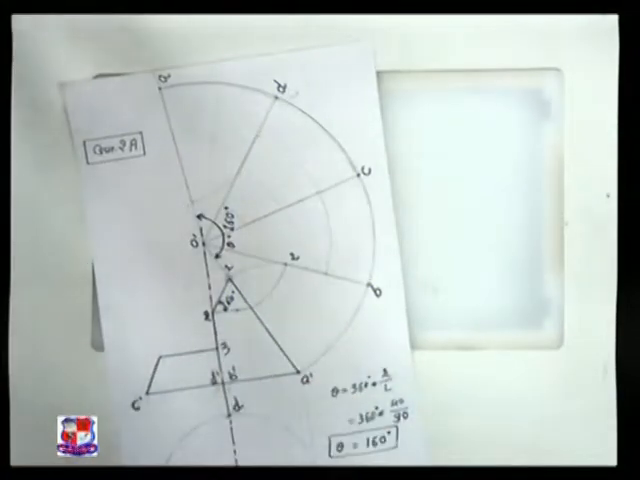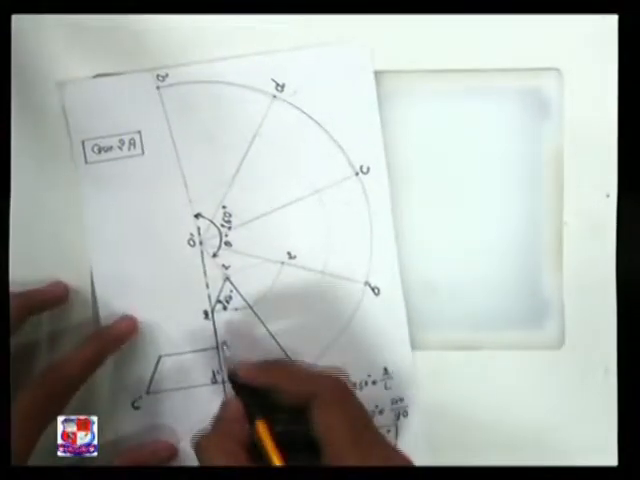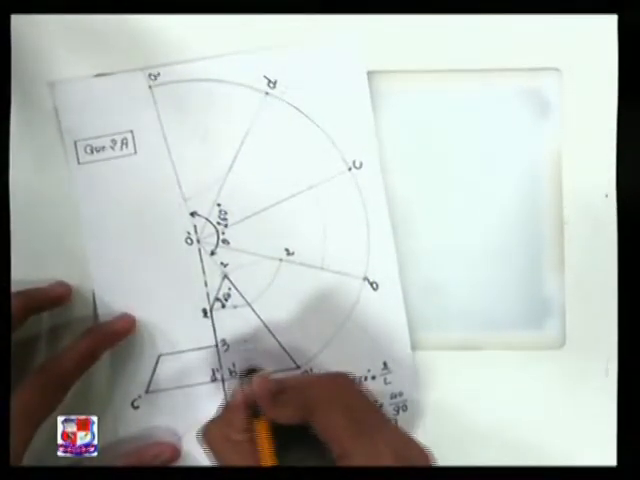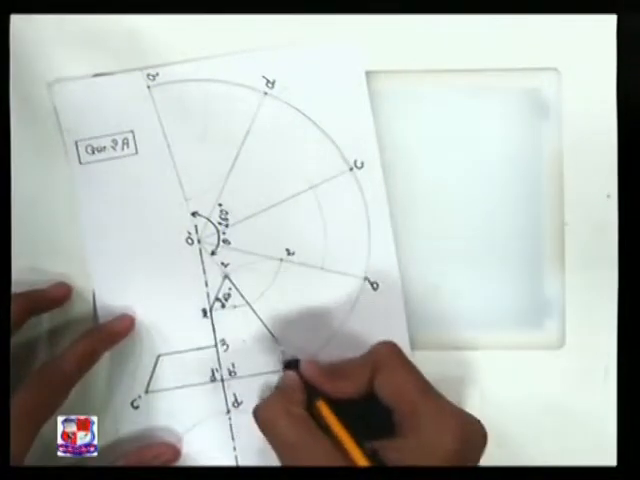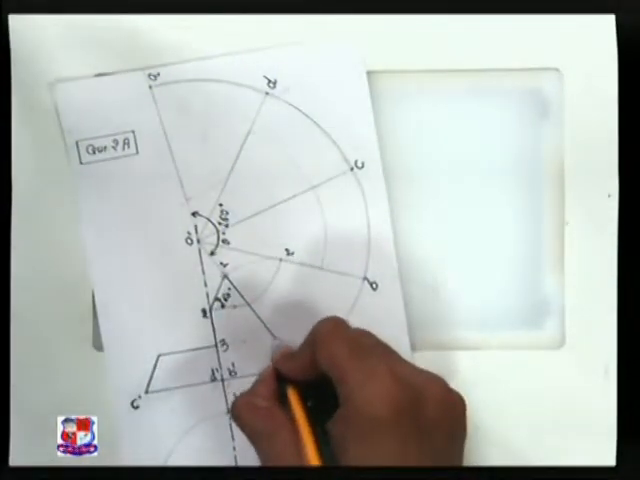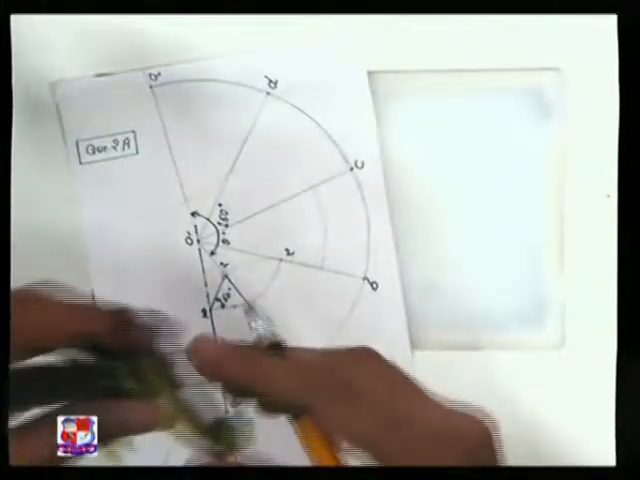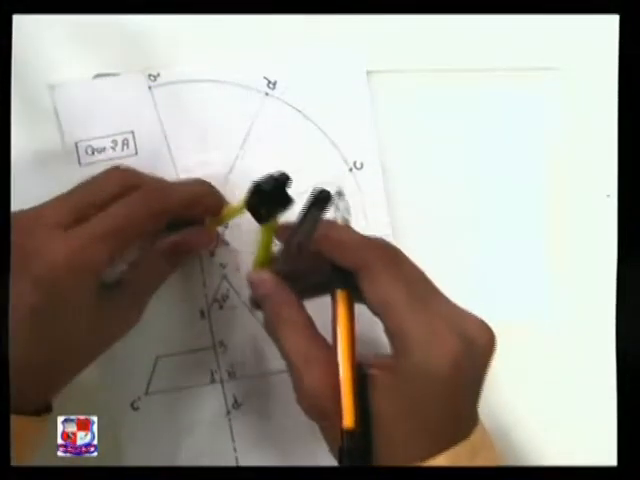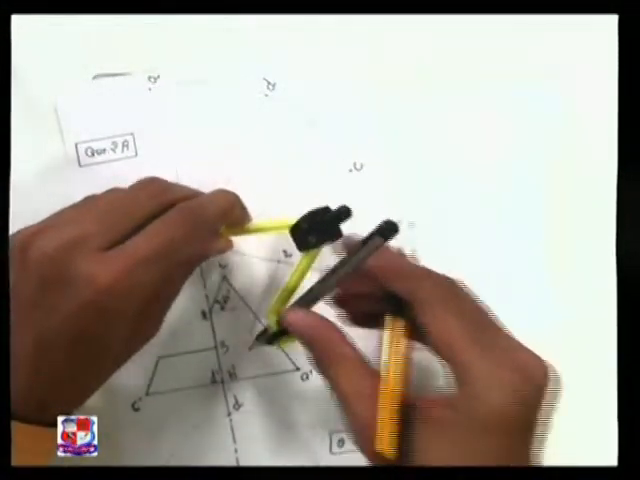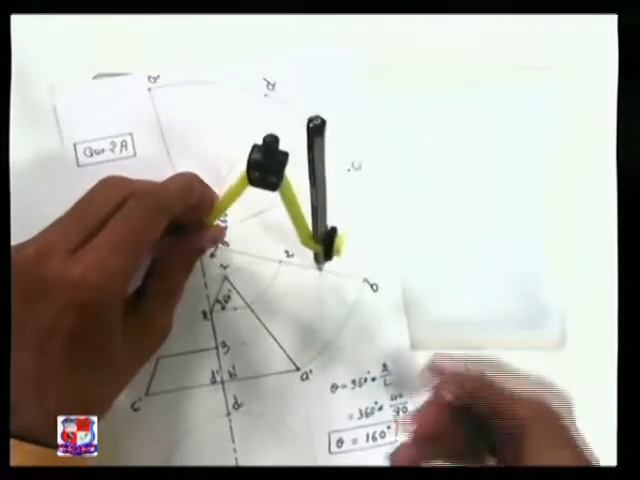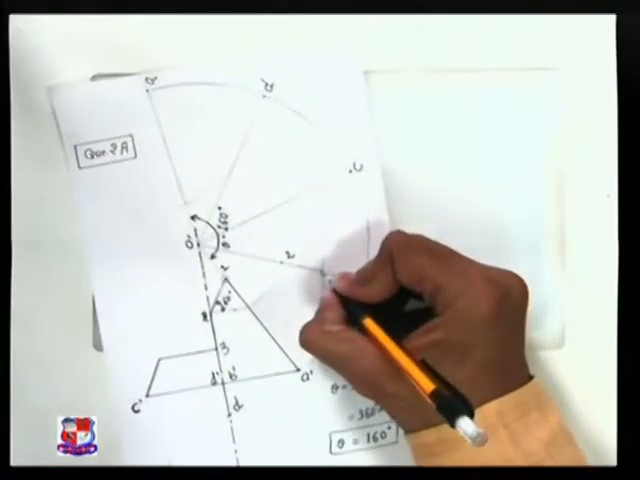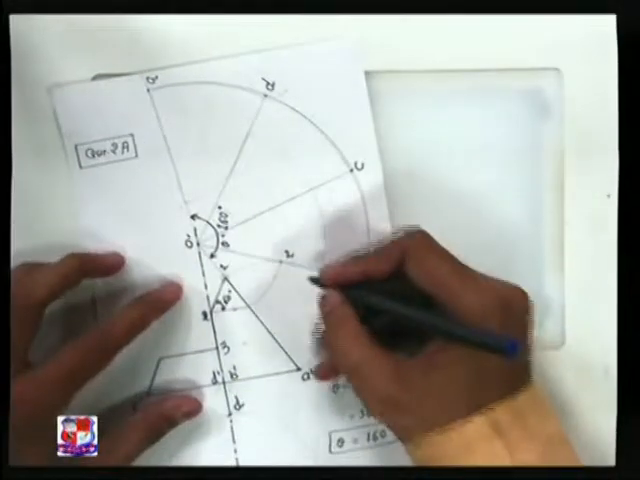So here again draw a horizontal line from point 3 like this. That will cut this generator at some point, and from this point draw an arc taking O dash as a center, this as a radius, and that arc will cut OB at this point. So this is point number 3 somewhere here.